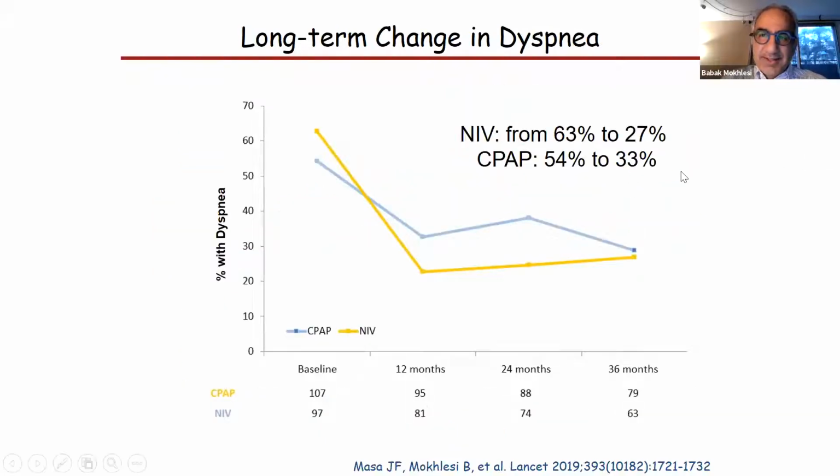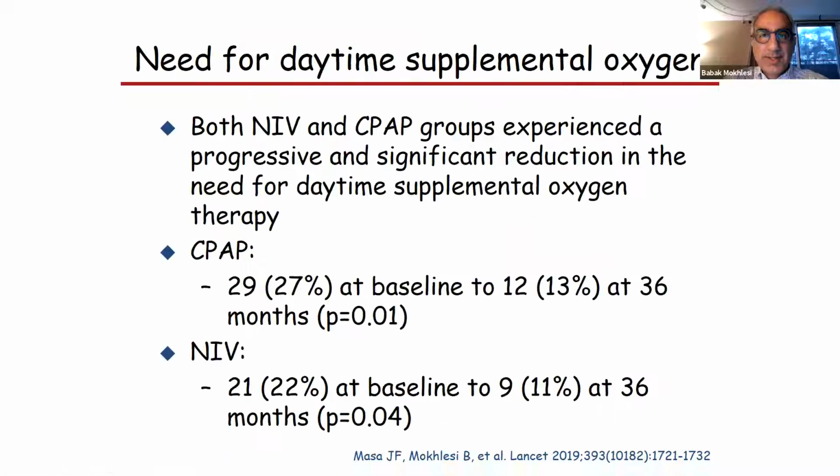This slide is one of my favorites, dyspnea, because patients may not care about whether their CO2 goes from 52 to 44. I mean, from the patient perspective, that's irrelevant. What they care about is, do I feel better? And dyspnea is relevant. And you can see that both groups had a significant drop in their dyspnea, but there was no significant difference between CPAP and NIV, which is the good news, I suppose.